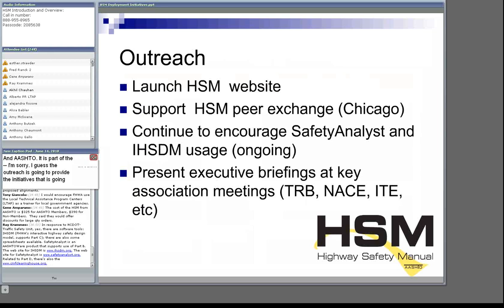Like I said, outreach is going to be one of those initiatives that's ongoing throughout the implementation phase for the next couple of years. The website will be launched through AASHTO. There'll be a peer exchange later on this year planned for Chicago, maybe in November. We haven't gotten a firm date on that, but keep your ears and eyes posted to the HSM website in order to get additional information on that.